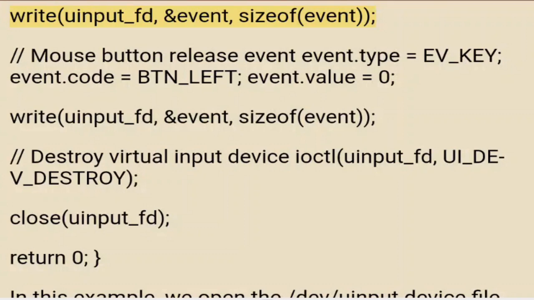Mouse button release event: event.type = EV_KEY; event.code = BTN_LEFT; event.value = 0; write(uinput_fd, &event, sizeof(event)). Destroy virtual input device: ioctl(uinput_fd, UI_DEV_DESTROY). Close(uinput_fd). Return 0.